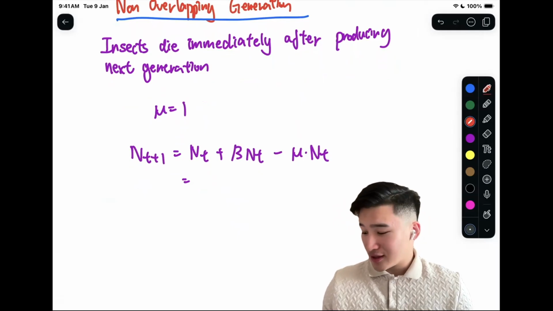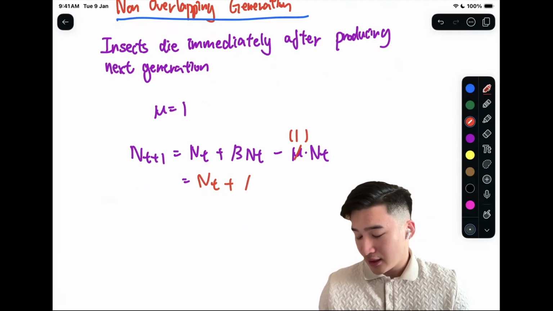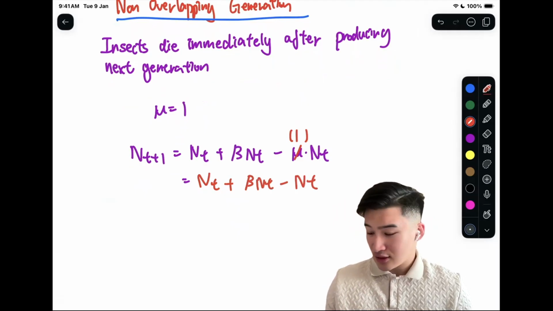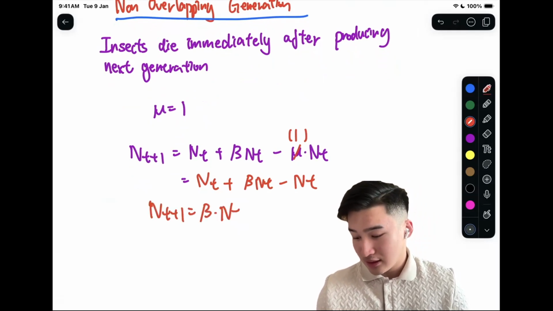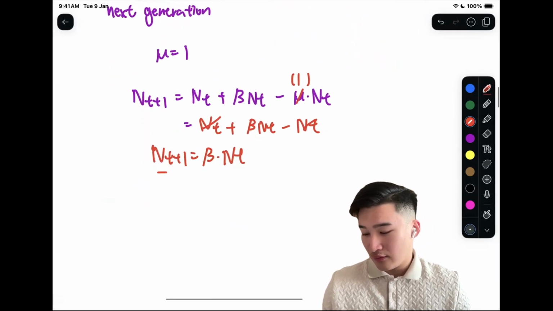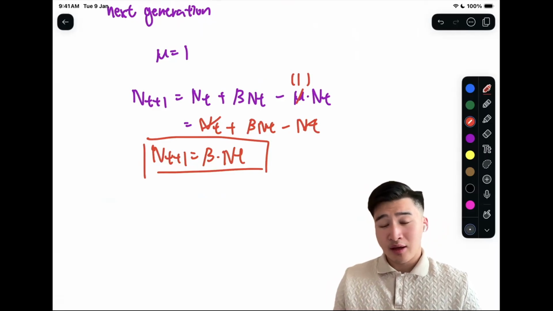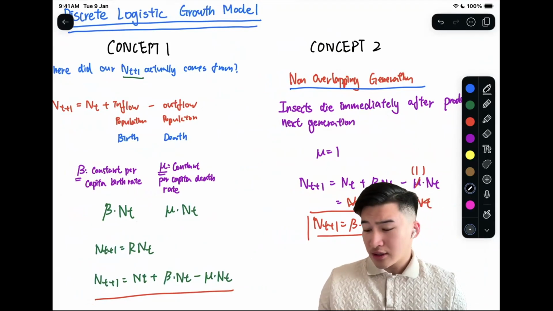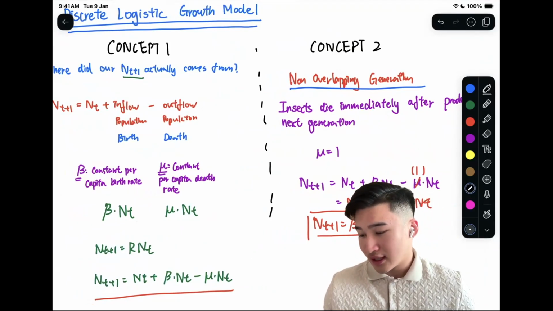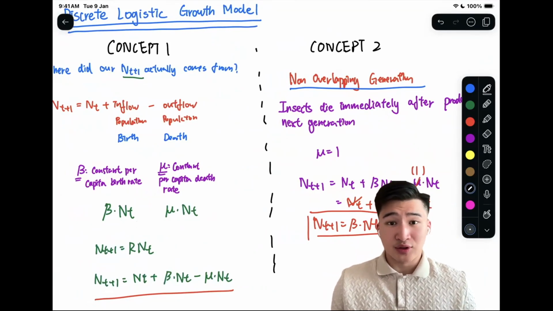What do we know about mu? We know mu is equal to 1. So basically, we have N_t plus beta N_t minus N_t. Seeing N_t minus N_t, you guys can cross these out. So N_{t+1} is going to equal just beta times N_t, right? And that's the conclusion. What that means is our next population is simply going to be equal to our newly produced offspring. So this is what we've learned so far. I'll call the left-hand side concept 1 and the right-hand side concept 2. In the future, I'm probably going to refer to these two concepts, and I hope this makes sense to you so far.